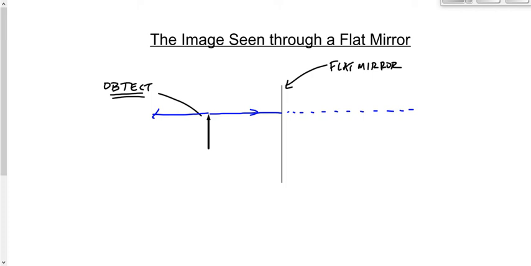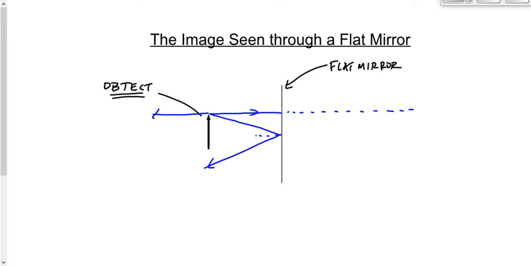Now, let's draw another one coming off of the object. It doesn't really matter what angle we draw it coming down at. Just draw it coming down at some angle. Just make sure that when you have it reflected, it reflects back at the same angle. So the angle of incidence will equal the angle of reflection there.